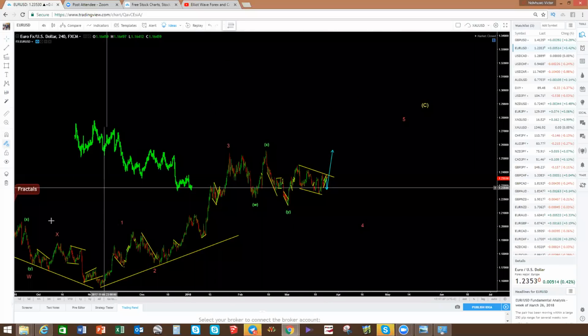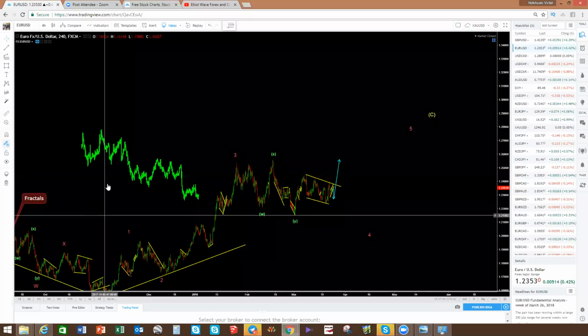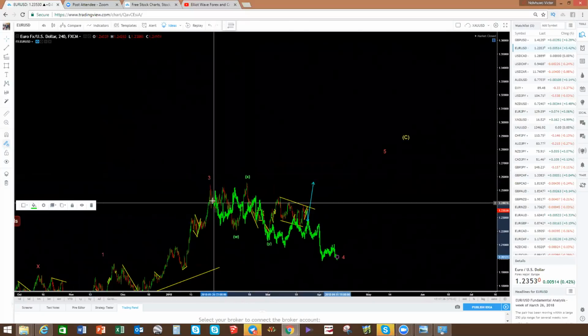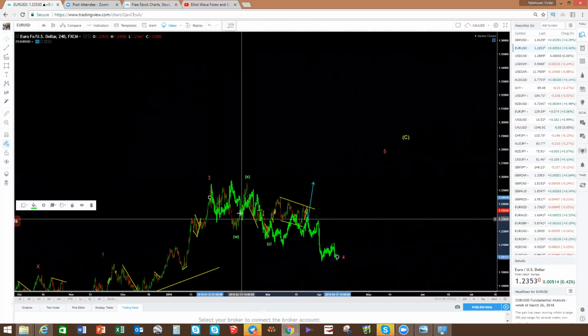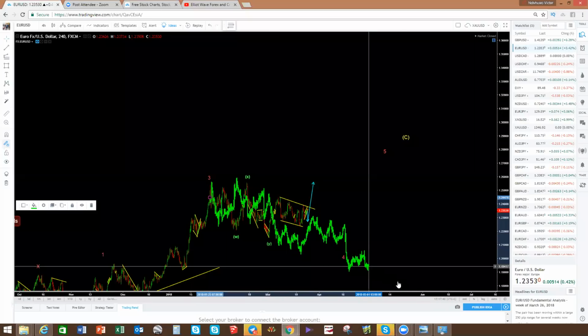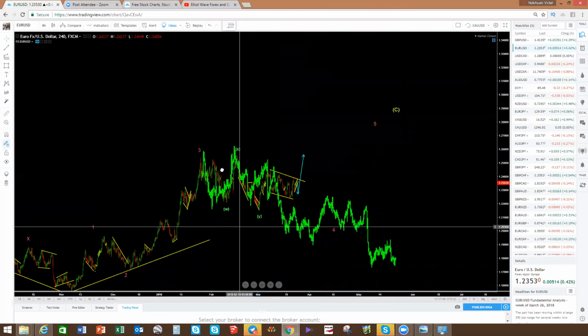So what do we do with this? You see, this happened in this previous wave 4. So now we are projecting it here where we currently are. This may not be the exact same size, but the pattern should be fractally the same. See, it's exactly the same.